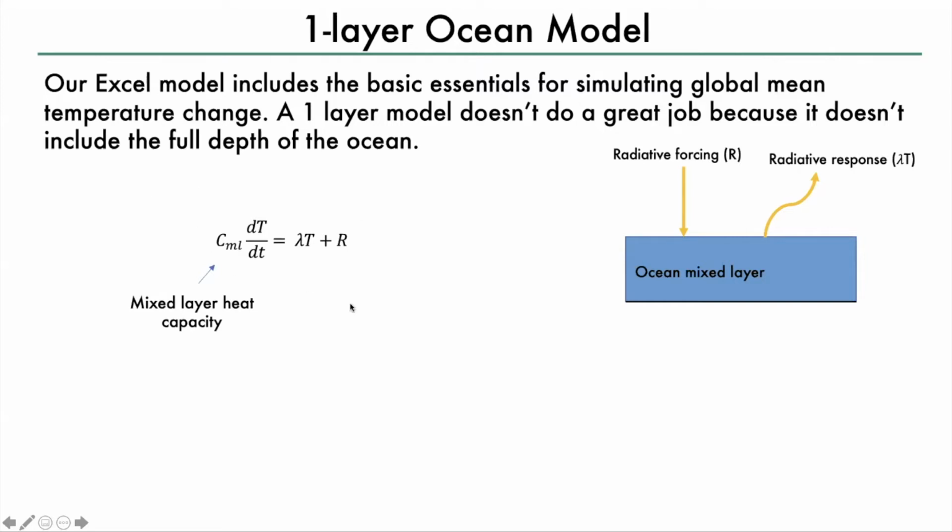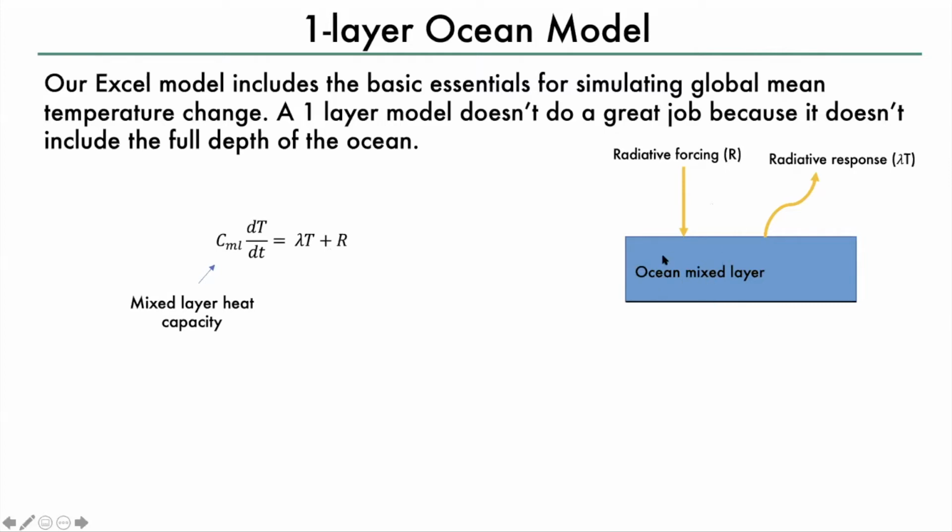So this is the equation that we use for the model. This is the only equation in that model. There's a mixed layer heat capacity for the ocean. And then there's this lambda T term, which is the radiative response of the mixed layer. And then there's this R term, which is the radiative forcing. So the radiative forcing is the combined incoming solar radiation, as well as the downwelling long wave radiation, which is absorbed and re-emitted by the greenhouse gases in the atmosphere down to the surface.